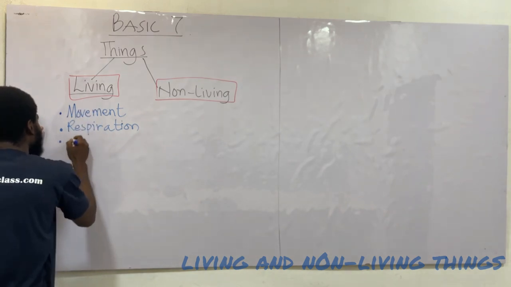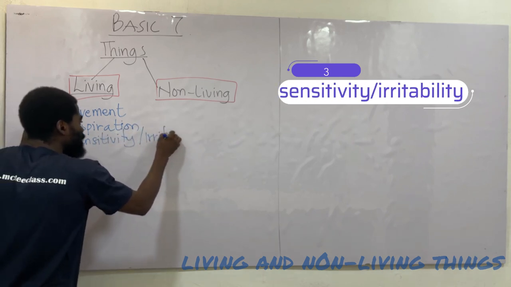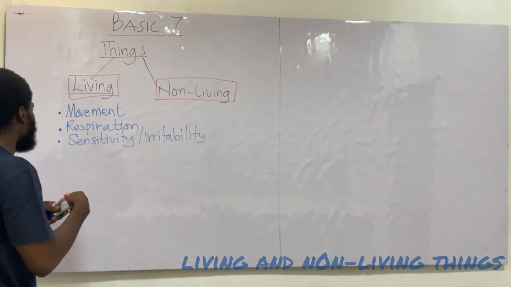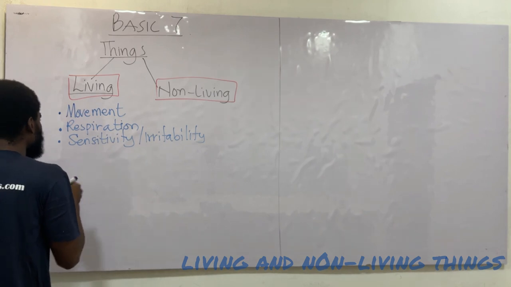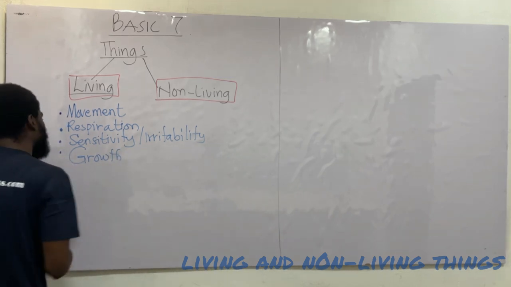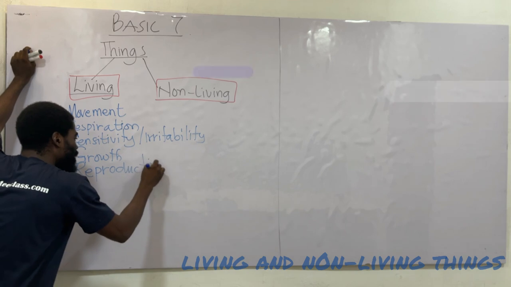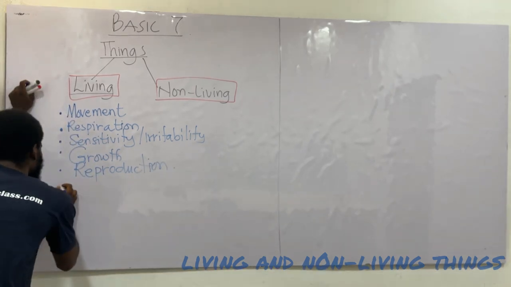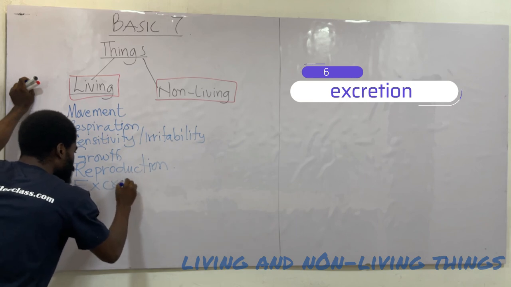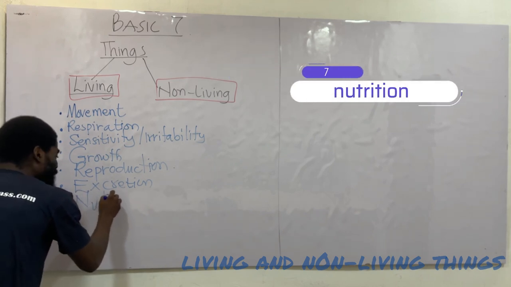Number three, I'll explain what these things mean, is sensitivity or irritability. Every living thing must be able to do this. Then every living thing must also be able to grow. I'll go deep into these things. So we have growth. Then we have reproduction, a topic that most students are very, very interested in, and I'm going to treat this topic one day for them. Then we also have excretion. Lastly, and very important, is nutrition.